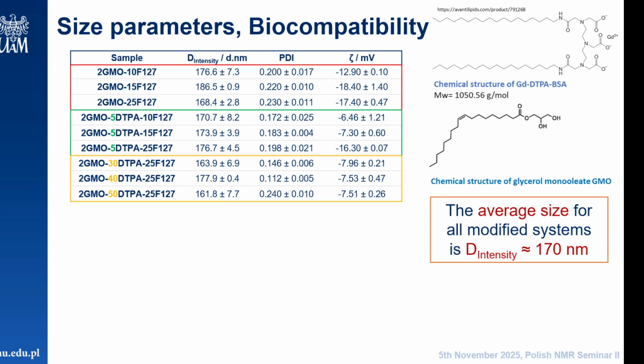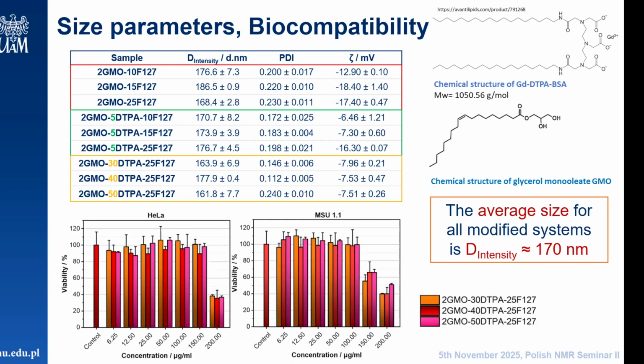I also did the biocompatibility test because, as I mentioned, biocompatibility is very important for us. And for this purpose, I used 2 cell lines. The first one, HeLa, which is a cancer cell line, and also MSU 1.1, which is a normal cell line. And as you can see, they are fully biocompatible, so that's good for us.